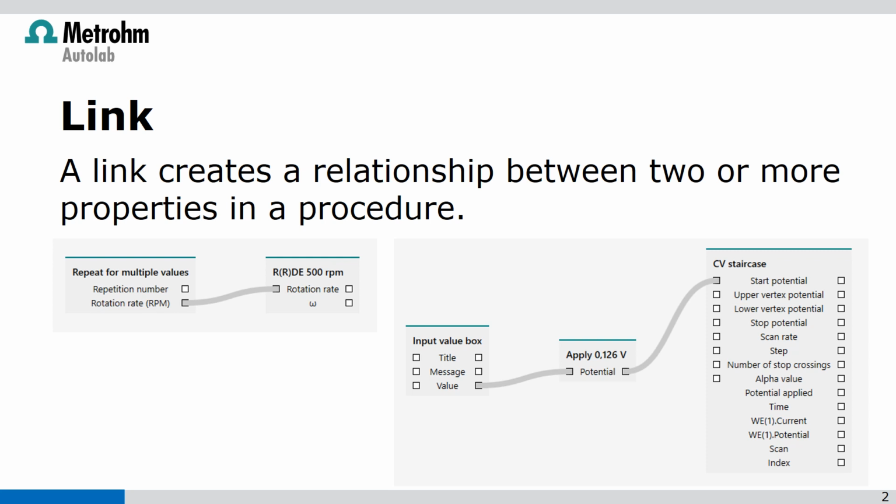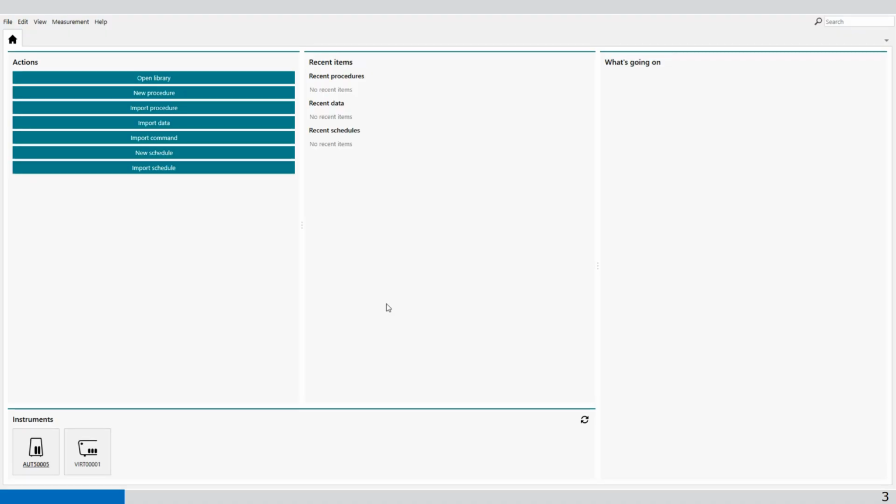A link creates a relationship between two or more properties in a procedure. Welcome to the Nova software. Links are essential programming tools provided by Nova. A link creates a relationship between two or more properties in a procedure. Using links, it's possible to create procedures in which command properties are adjusted as a function of the command properties.